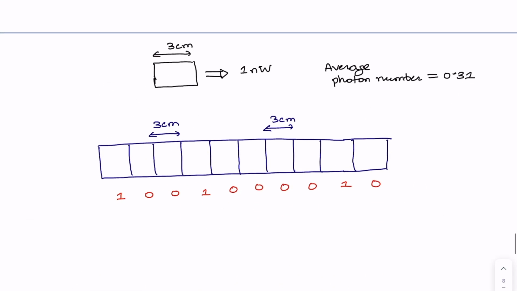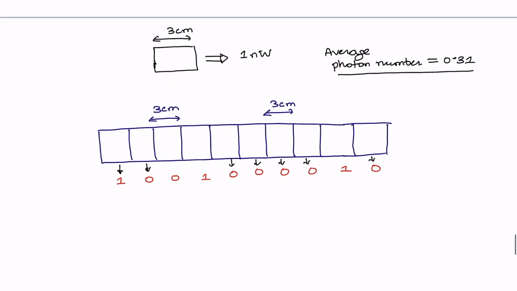So if we consider now 10 such segments which has length 3 centimeter of the beam, most of the segments are going to be empty because the average number of photon is simply 0.31, and you may get a distribution of this type. You see most of the segments are 0. For example, here you have only one photon in this segment, here there is no photon, and all these segments are simply empty, and this means the average you can easily work it out.